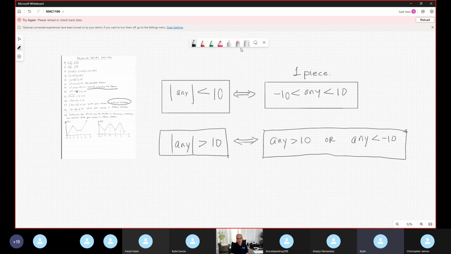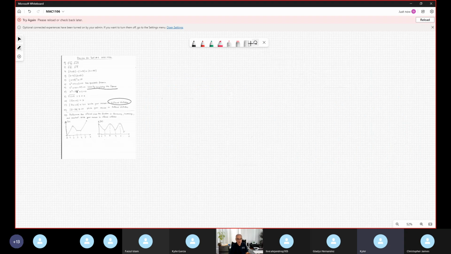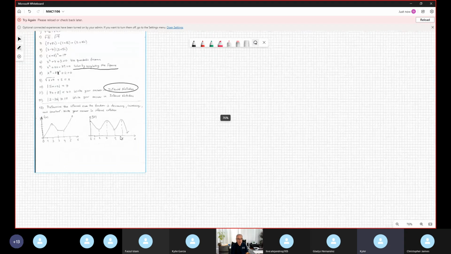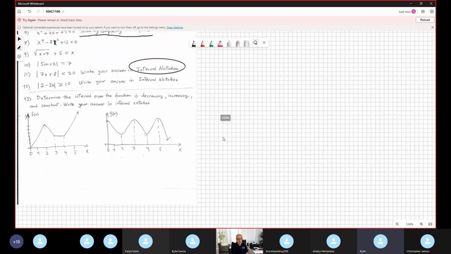It is easy, in my opinion. However, I don't know why the students make mistakes; for some reason they don't understand very well. I want to emphasize this idea. Look, I did not explain this in the theoretical part, but it's easy. Determine the intervals over which the function is increasing, decreasing, and constant. Write your answer in interval notation.